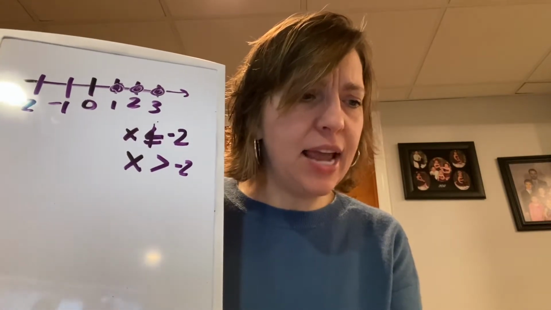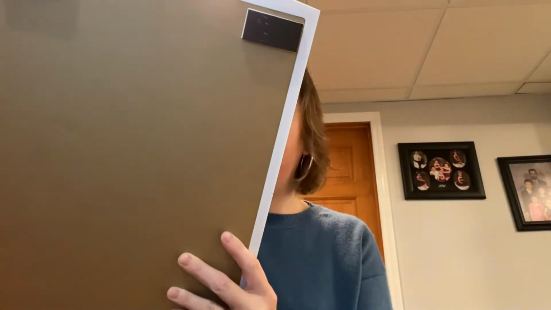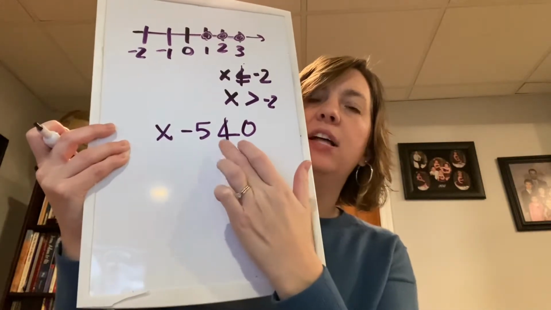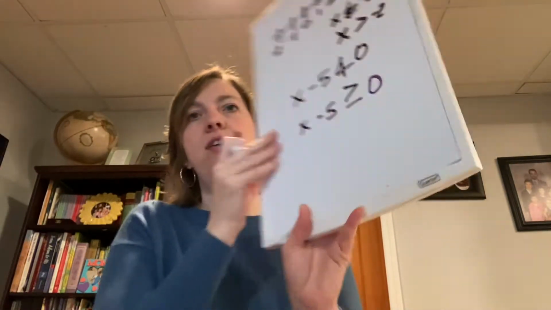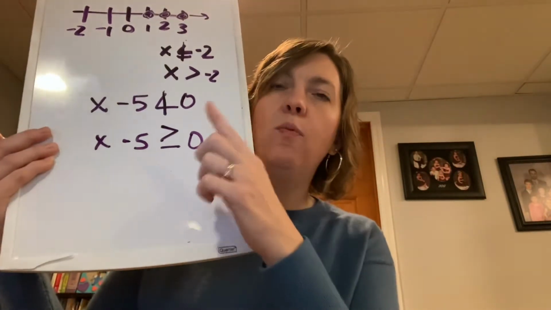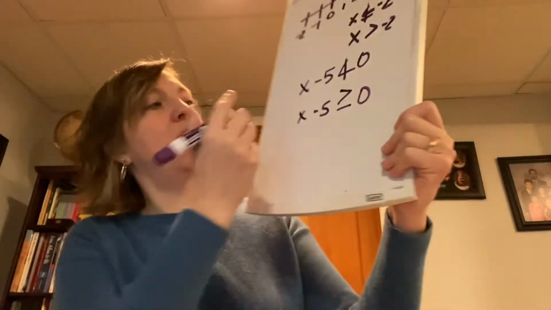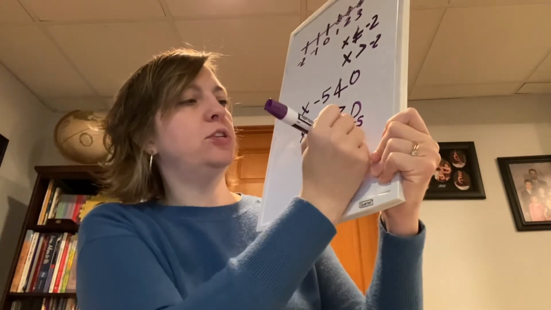Now, let's take a look at letter C. Letter C says x minus 5 is not less than 0. All right, let's go back to that trichotomy principle. If x minus 5 is not less than 0, what does it have to be? Well, if it's not less than, it's greater than or equal to. X minus 5 is greater than or equal to 0. Because if it's not one, it has to be the other two, right? I can solve that by adding 5 to both sides. So x is greater than or equal to 5.